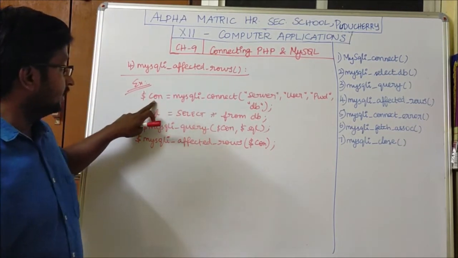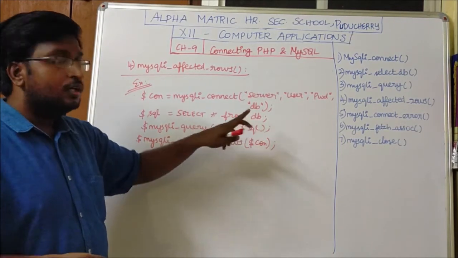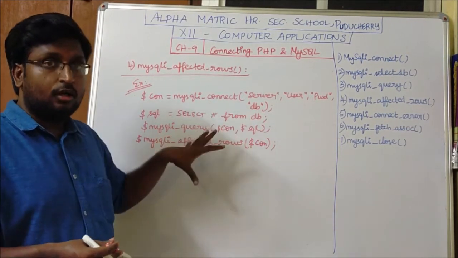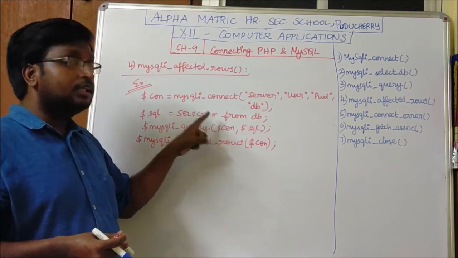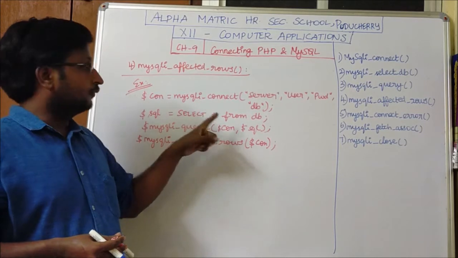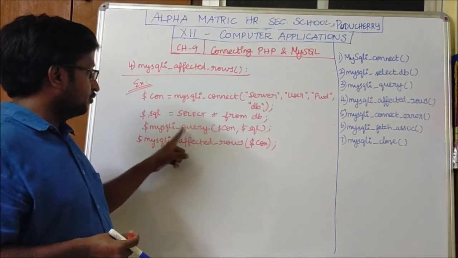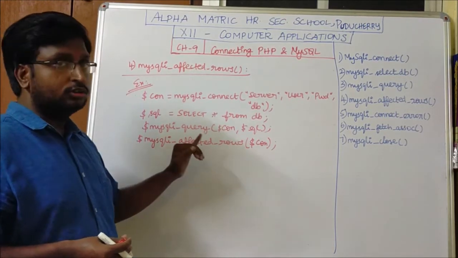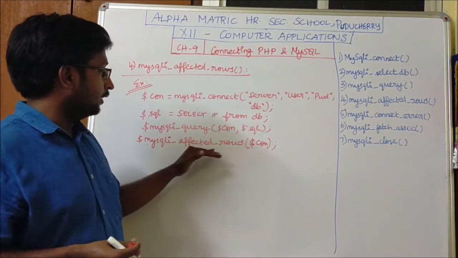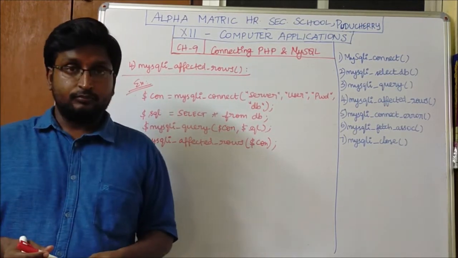Okay, here the connection string and the SQL is a query, select star from database, which means all the rows, all the table, all the data is retrieved. It means all the rows get affected. The value will be stored in the variable MySQL query connection and SQL, and it checks how many rows get affected. So MySQL affected rows, and the connection object must be given.